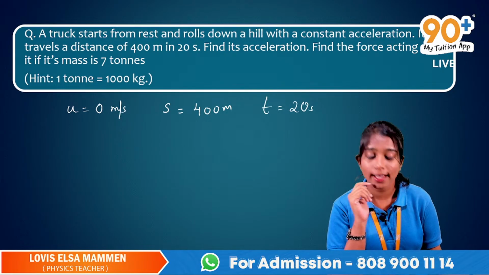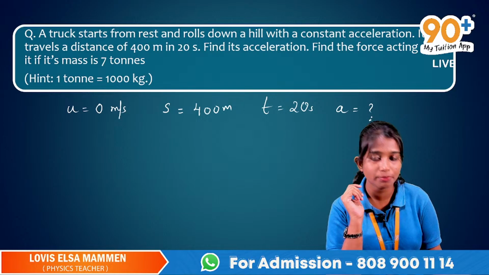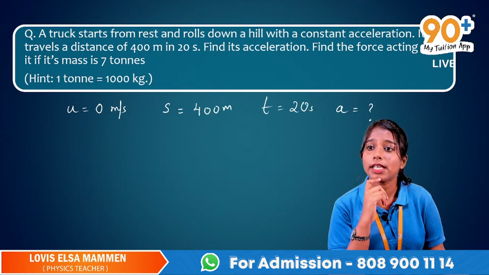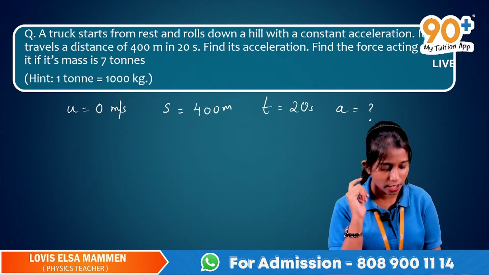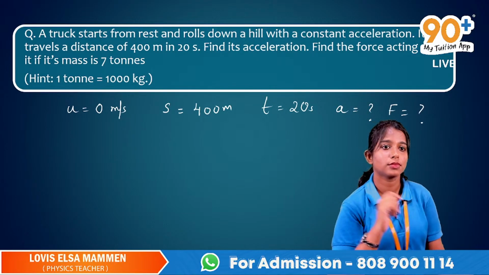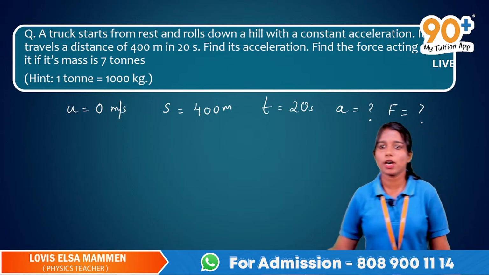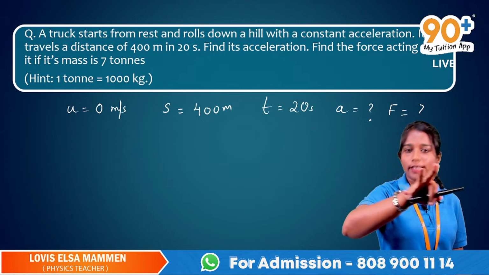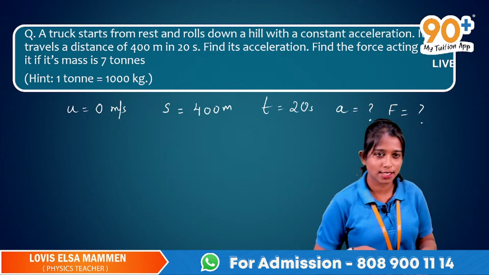എന്താ കണ്ടുപിടിക്കേണ്ടേ? ആക്സിലറേഷൻ കണ്ടുപിടിക്കണം. Then you are asked to find the force. F kandupidikanam. You are asked to find two quantities. Initially you need to find what is the value of acceleration, then force.